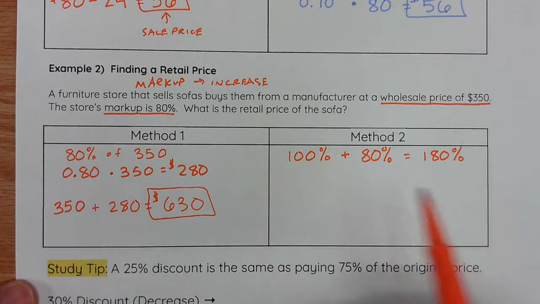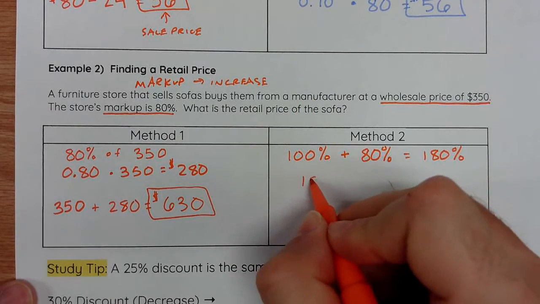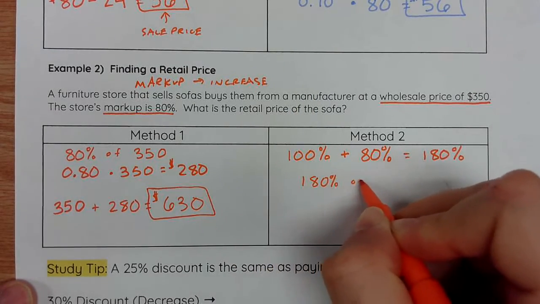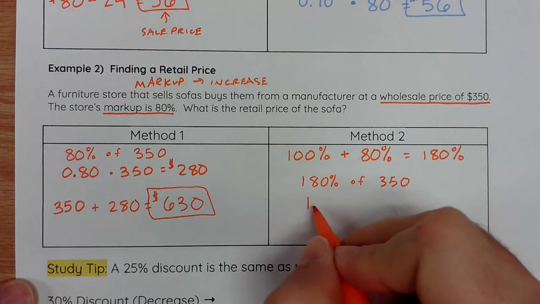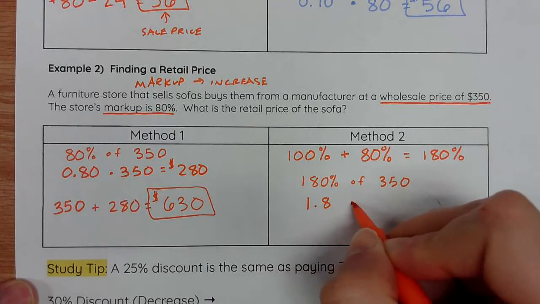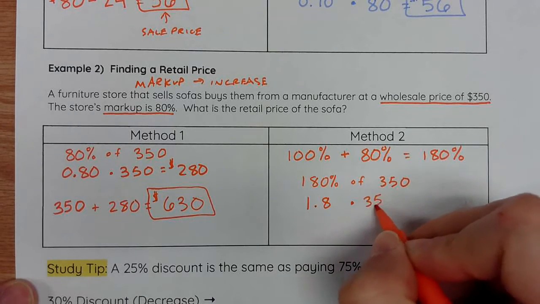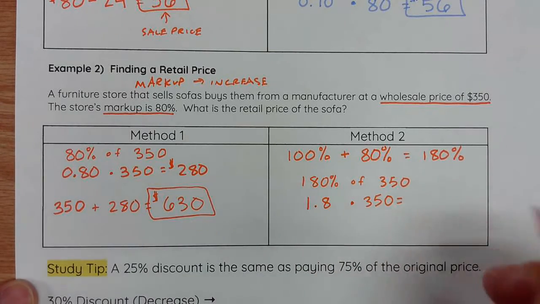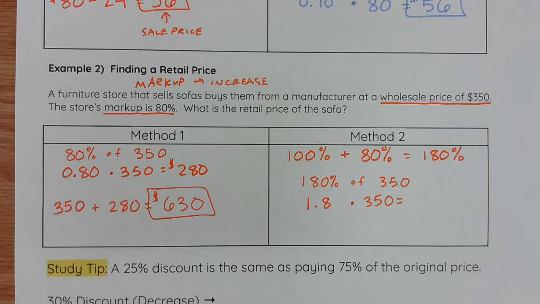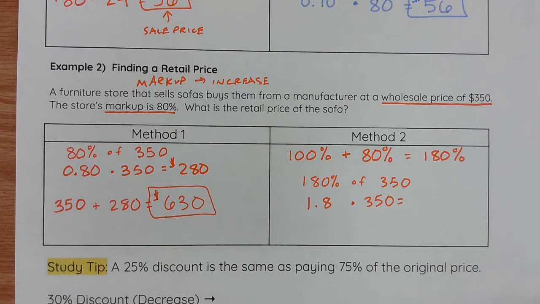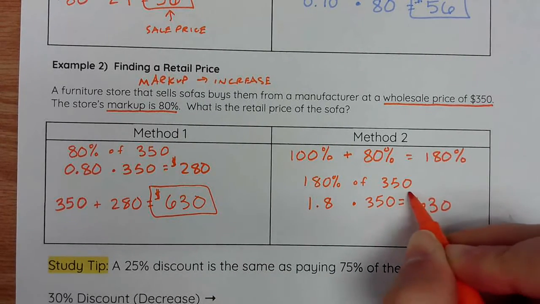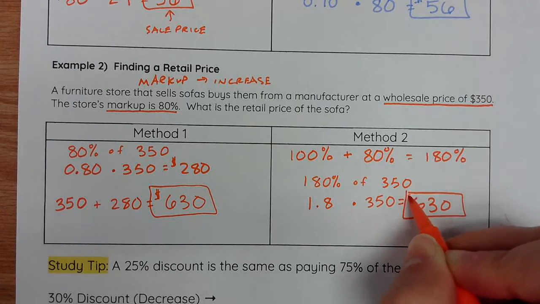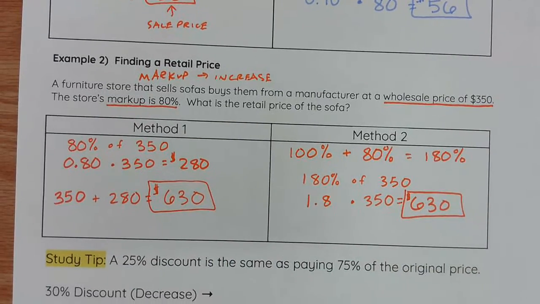All right, so then the last step is I have to multiply. I have to find what 180% of 350 is. So 1.8 times 350 is going to give me an amount of 630, which should be the same as method 1.